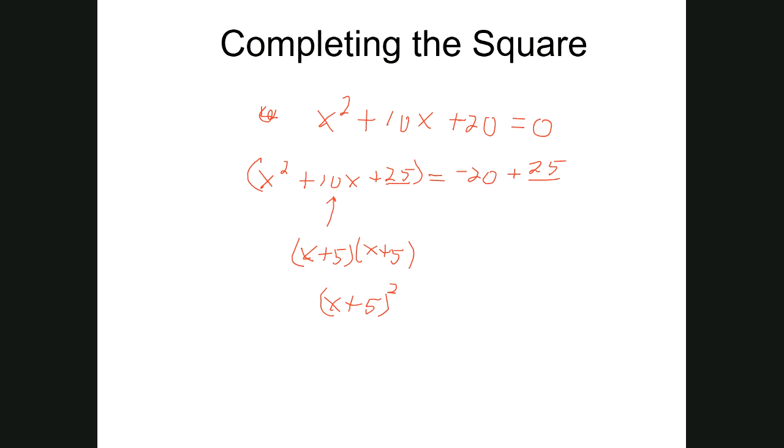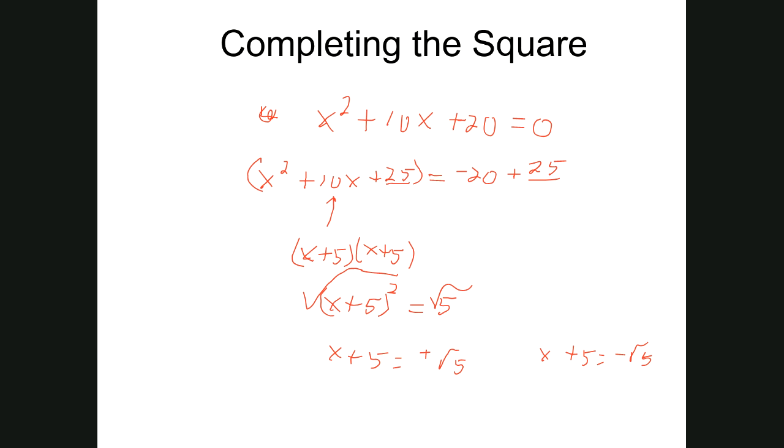Is equal to negative 20 plus 25, which is 5. Now it looks like that last problem that we did. I could take the square root of both sides. So I end up with x plus 5 is equal to positive square root of 5, and x plus 5 is equal to negative square root of 5.